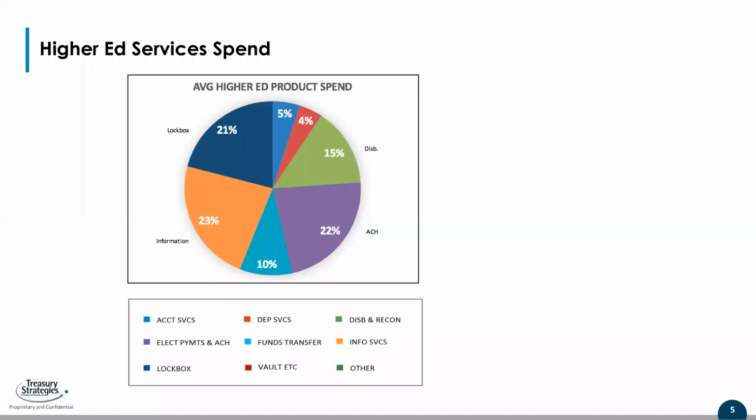So to look at the overall wallet, the overall spend, we see from the higher ed companies in our database a fairly even distribution of services across bank treasury management products. We see 21% of the spend going to Lockbox, 22% to ACH, 23% to information, 15% to disbursement services, 10% to wire. So it looks like, within higher ed, unlike some other industries, you're using a variety of payment mechanisms to conduct your business and manage your operations.